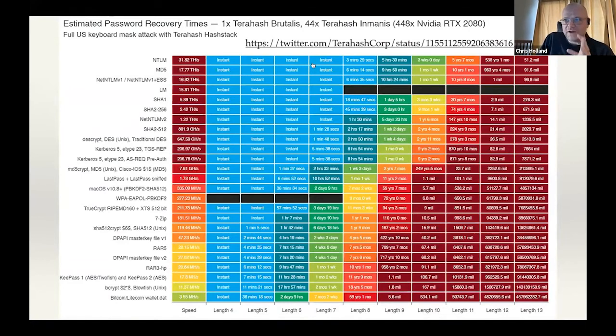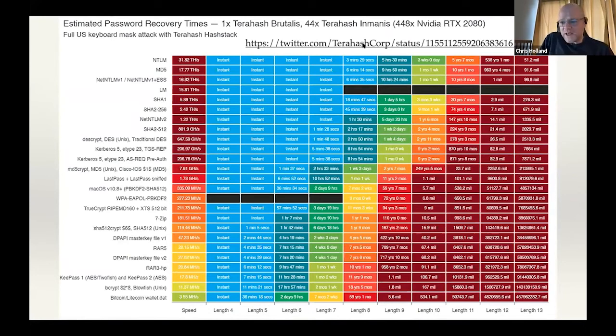So I have a slide here that you see. It's going to be difficult to see the slide, so I'm going to read it out to you. But if you can see at the top here, this Twitter URL, it says TerraHash Corp. So you should check out TerraHash Corp on Twitter. They put out a lot of research.